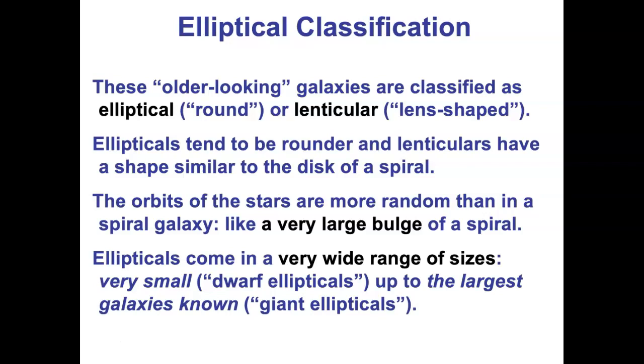It has more of a disk, so you might think, oh, that's a spiral, except a lenticular galaxy doesn't have gas and dust and star formation. So that's how you can tell a lenticular from a spiral. Lenticular and spiral galaxies are flatter, and they have a disk, but a lenticular doesn't have star formation or dust.